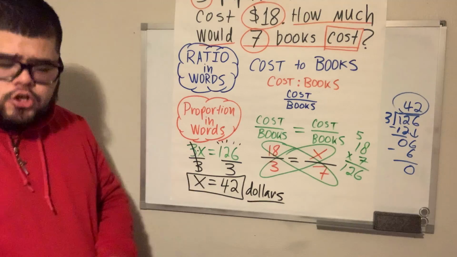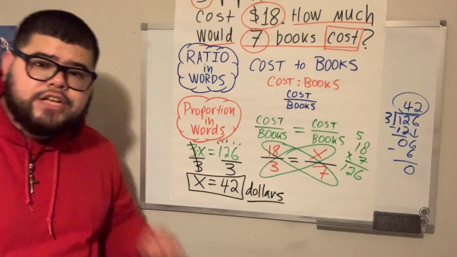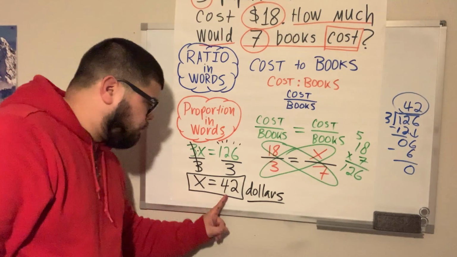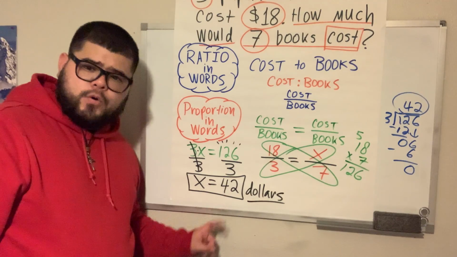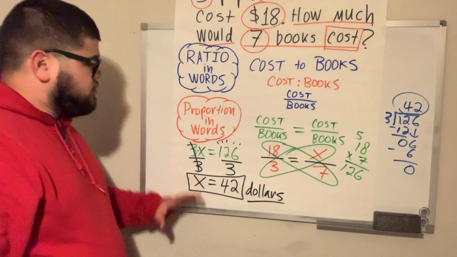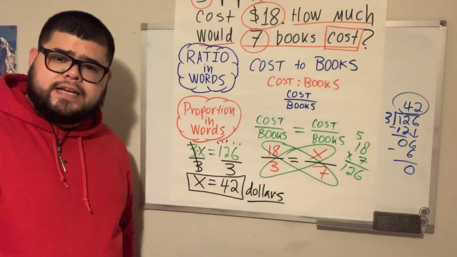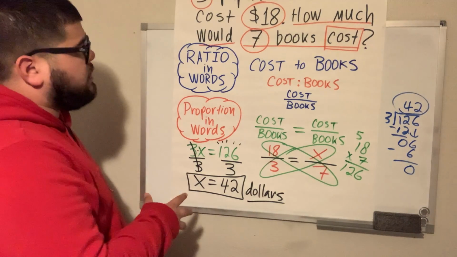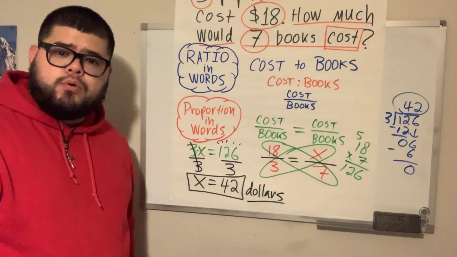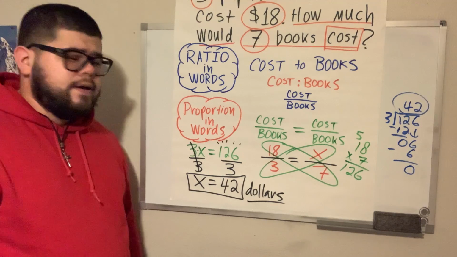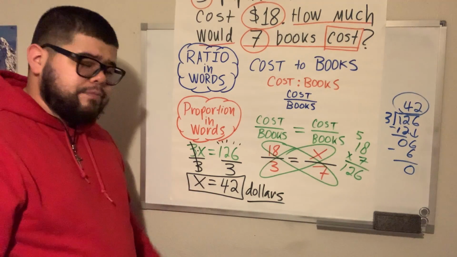And remember, to make sense of it, dollars. So remember, when we used ratios, we also got 42. So again, that's how we go through the process of solving a problem dealing with proportional reasoning. And we got the same thing we did when we used ratios.